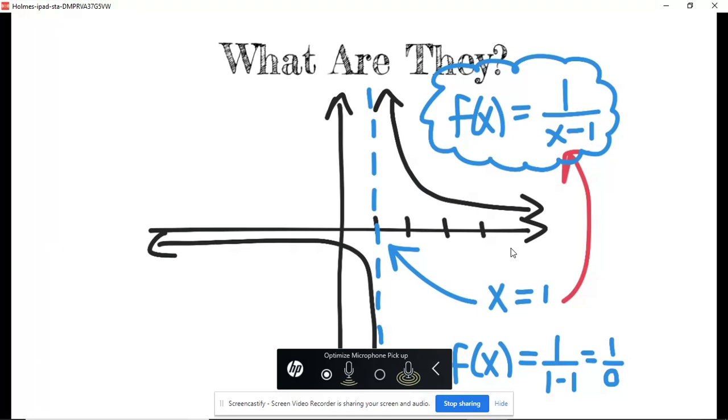A vertical asymptote happens when you try to divide by 0, and functions can have different numbers of asymptotes. You can have one asymptote or two asymptotes. Here, when we plug 1 into the equation, 1 minus 1 turns into 0 in the denominator. We cannot divide by 0, and that's why the vertical asymptote here happens at 1.